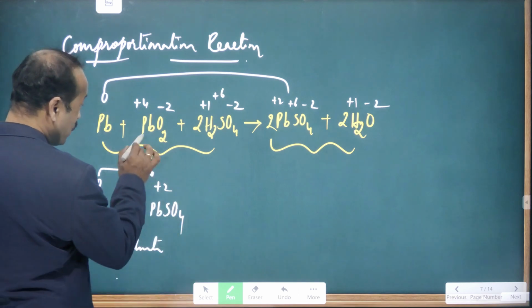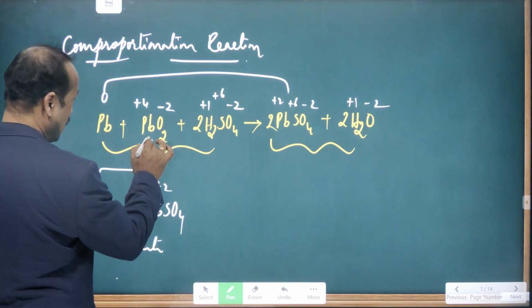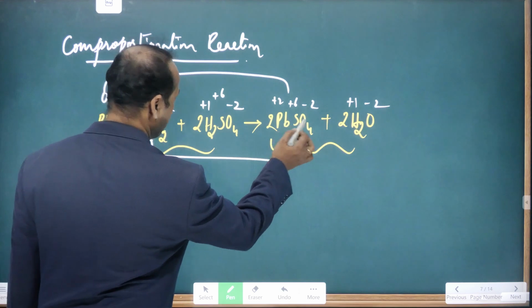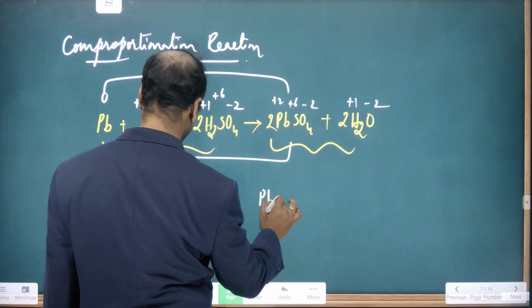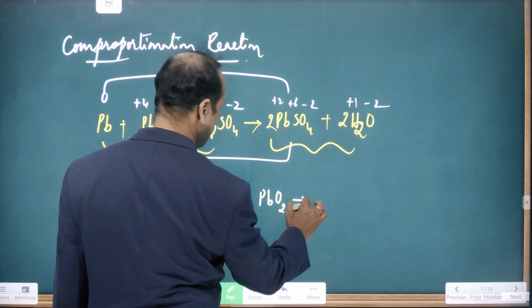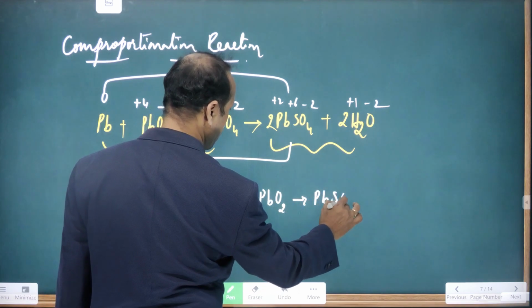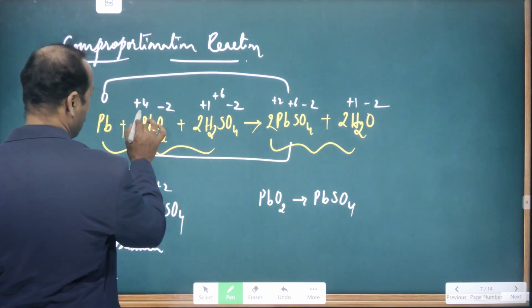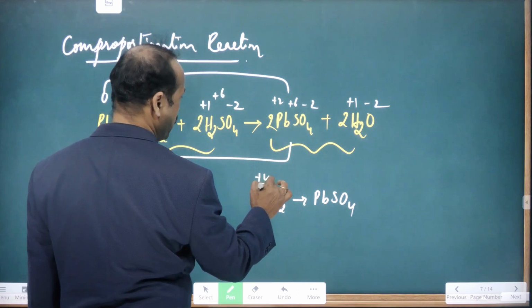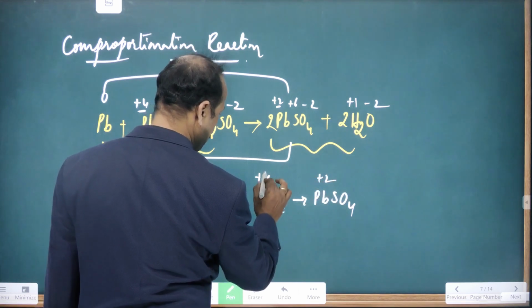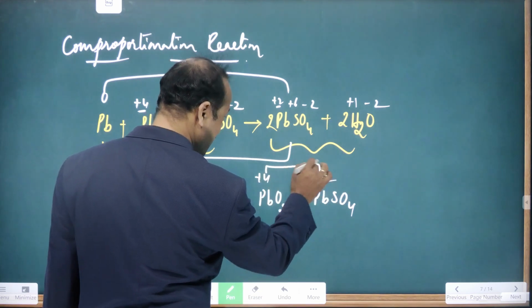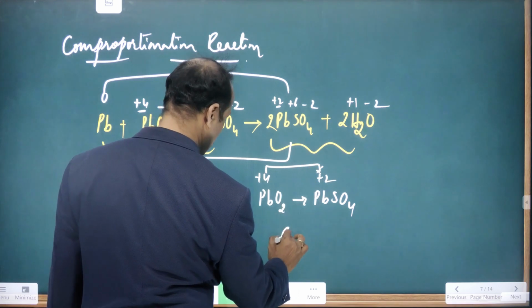Alright, now Pb is also present in PbO2. Now I'll take this one. PbO2 gives rise to PbSO4. Here the oxidation number is +4, and here it is +2. So +4 to +2 is a decrease. This is reduction.